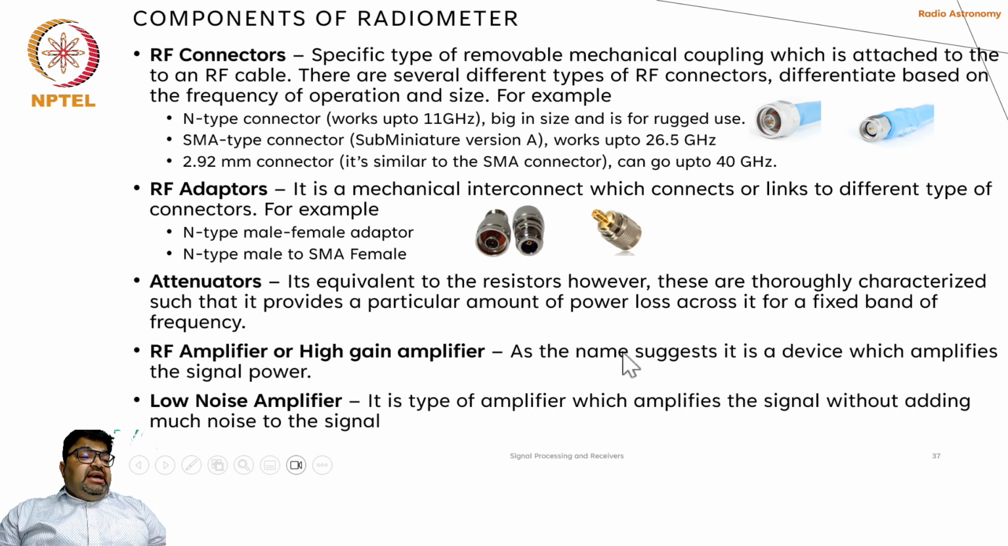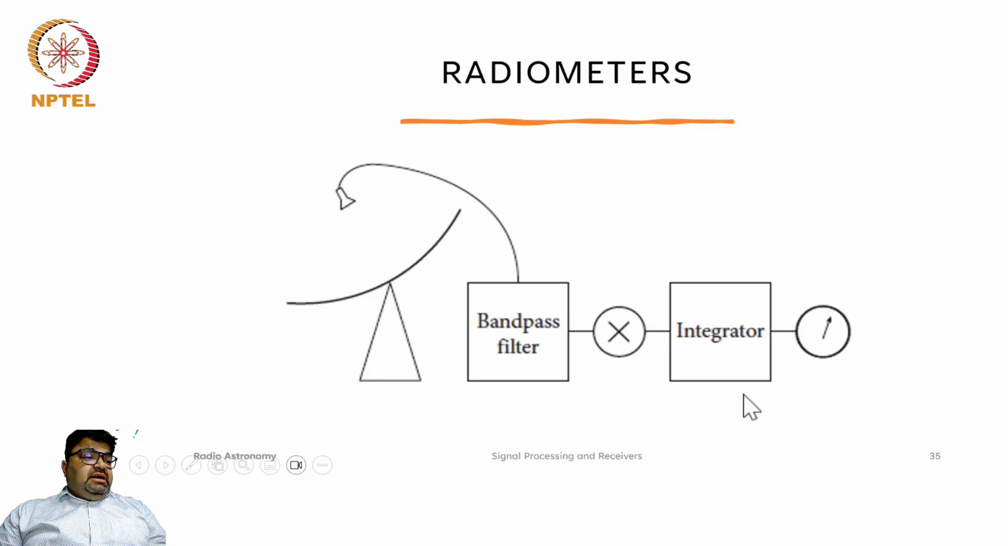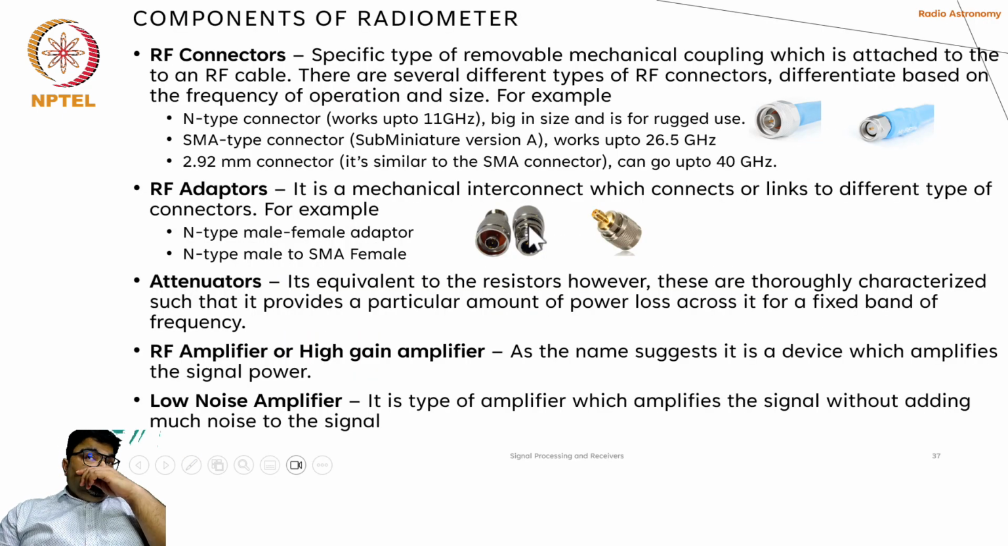An RF amplifier, or high gain amplifier, basically amplifies the signal with high gain. A low noise amplifier, as it signifies, keeps the noise low. Typically, soon after the collection of the signal from the antenna, there is a low noise amplifier, because you want to amplify the signal without adding much noise to the signal chain.